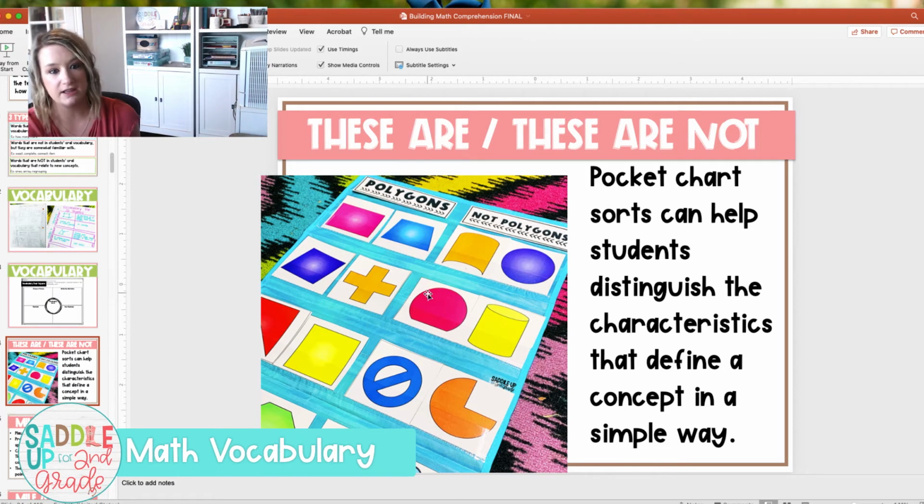So once something like this is done whole group, take this same activity and put it into a math station where kids don't realize that they're practicing vocabulary with the term polygon. Pocket chart sorts make great whole group lessons, and they're great for repurposing during math stations and small groups as well.